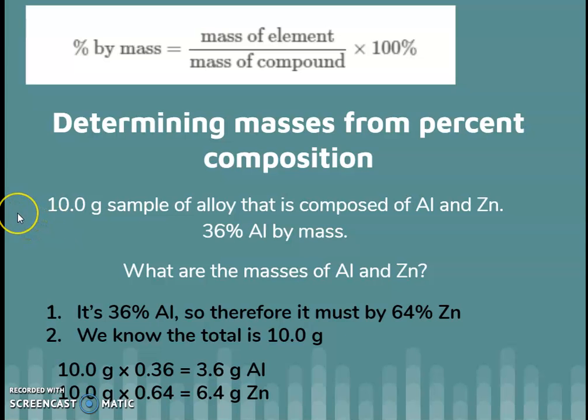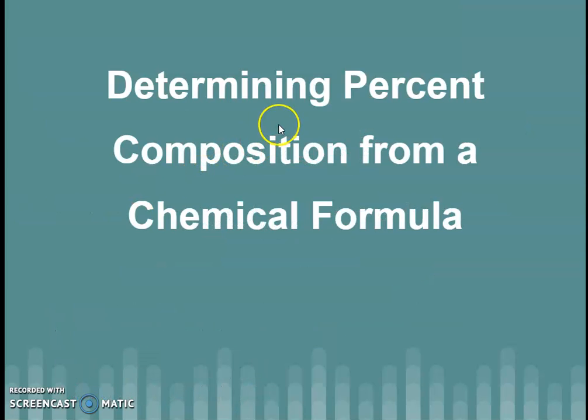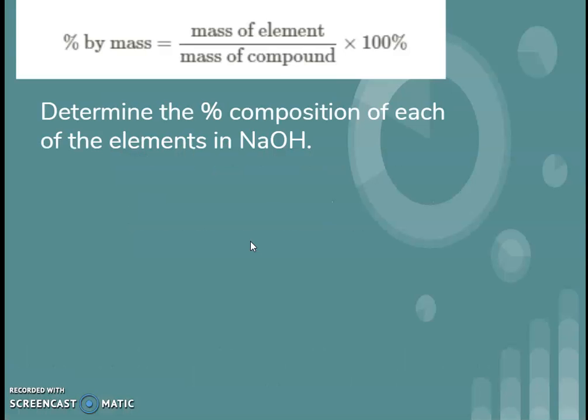Okay, so those are two straightforward problems. You're given grams, you figure out percent composition. You're given percent composition, you figure out grams. You can also determine percent composition if you're given a chemical formula. What you have to know here is you're going to look at the formula and figure out how many of each element you have, and then use the molar mass to figure out what percent that's going to be. So let's see how that works.